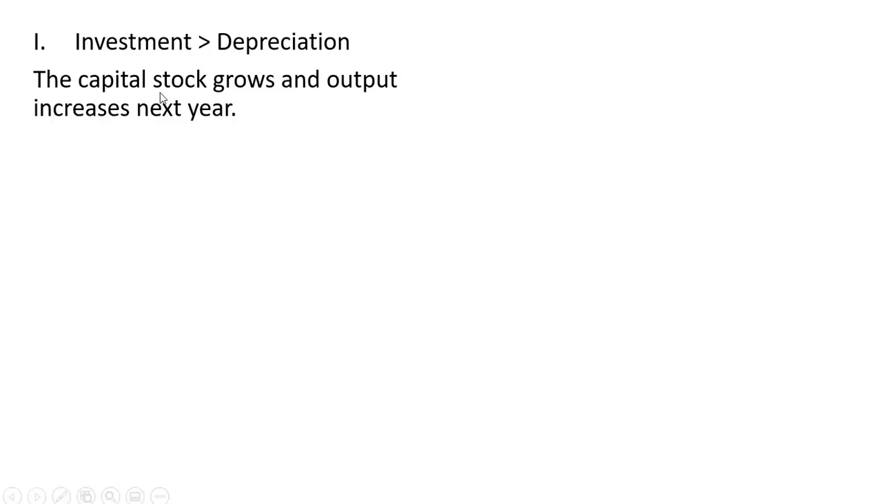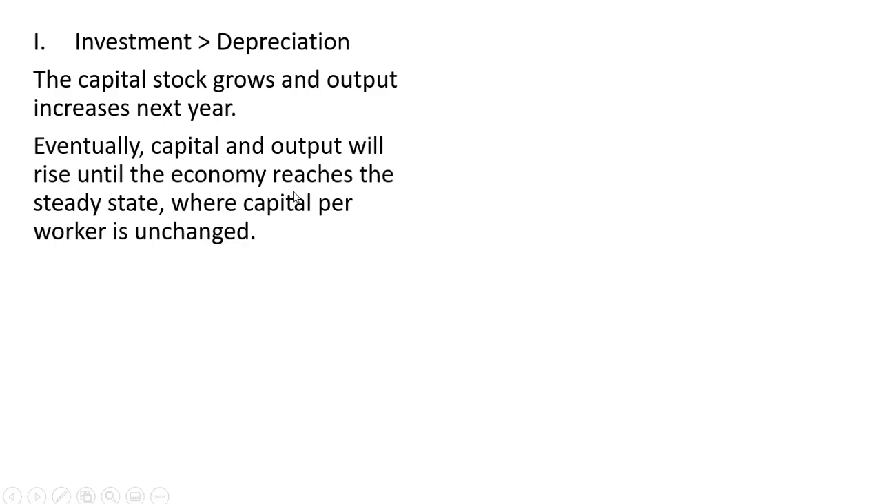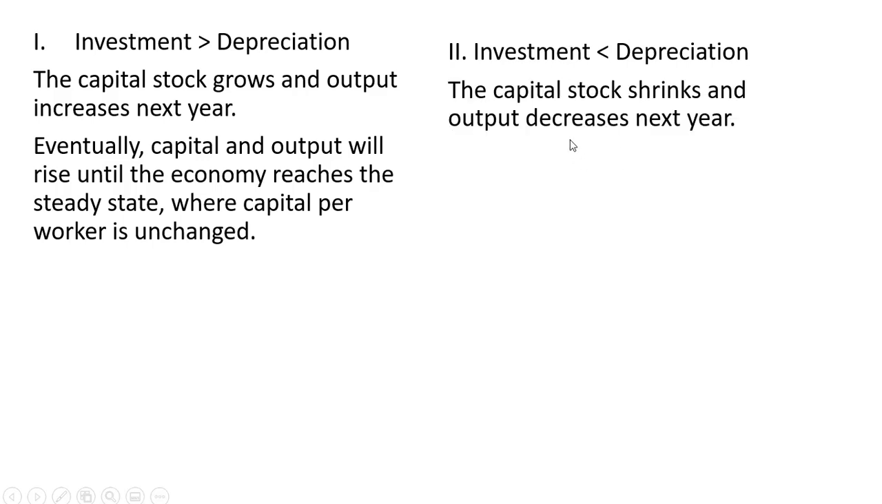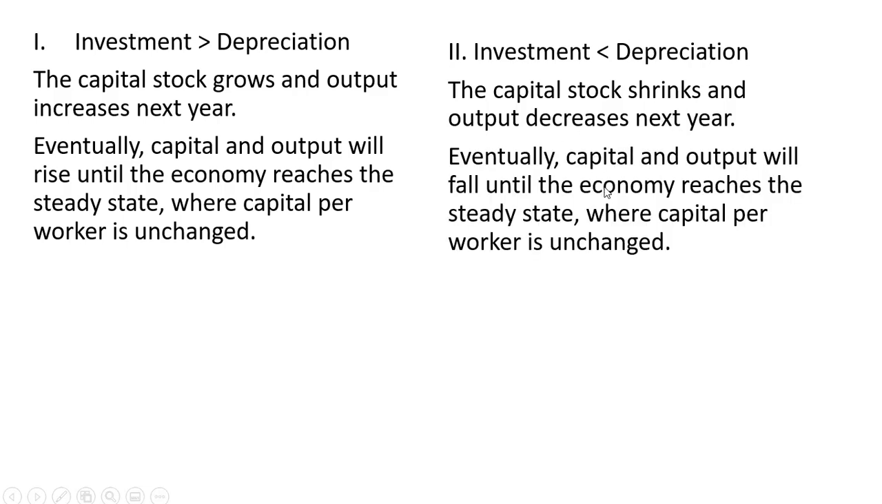So a couple scenarios. If investment is greater than depreciation, the capital stock grows and output increases the following year. So eventually capital and output will rise until the economy reaches a steady state where capital per worker is unchanged. And another possibility is investment will be less than depreciation, and the capital stock shrinks and output decreases in the following year. Eventually, capital and output will fall until the economy reaches a steady state where capital per worker is unchanged.